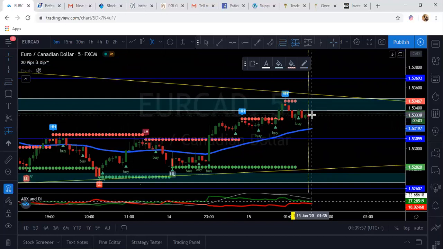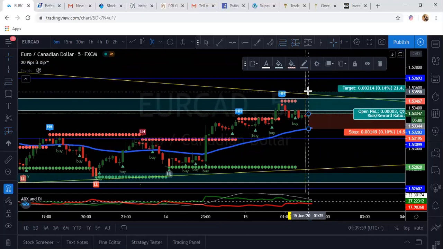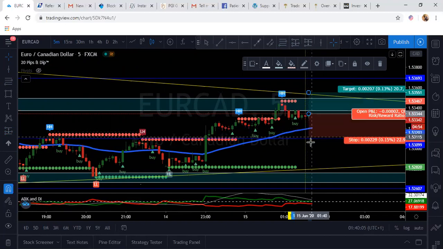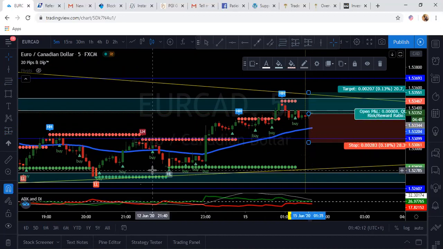Then I mark that candle and measure 20 pips upward because we are in an uptrending market, 20 pips. Then I also measure 20 pips down because this is a 1-to-1 risk to reward ratio. Very simple, guys. And I go to my MT4, market execution.